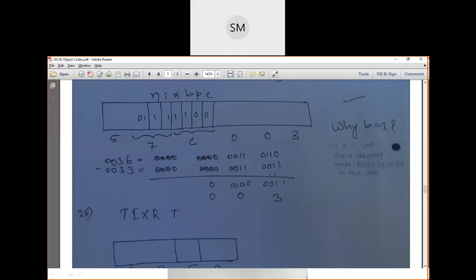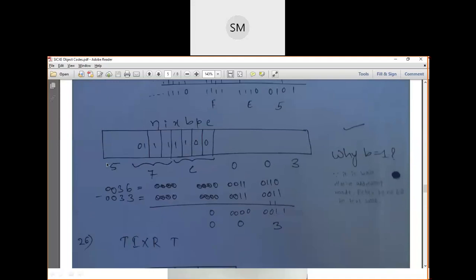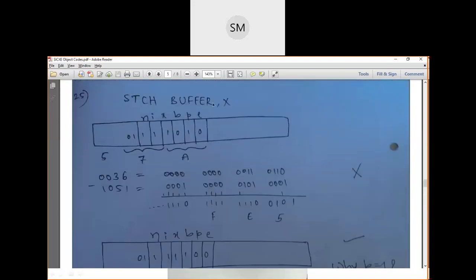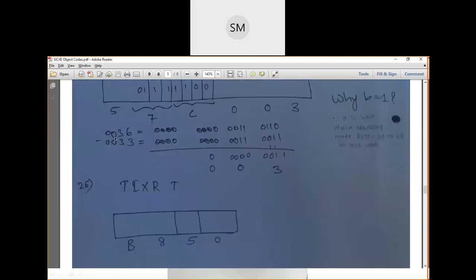Because of that only, I start to use base relative addressing mode. Remember, base relative addressing mode, and I put this P value as 0. If you are using base relative addressing mode, then your displacement formula will be like this: displacement is equal to target address minus the content of register B, and the target address here is the address of buffer.